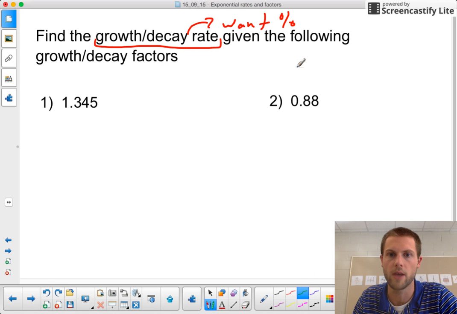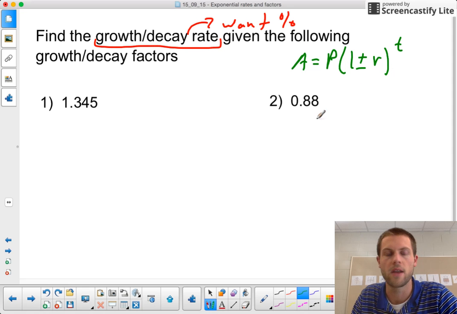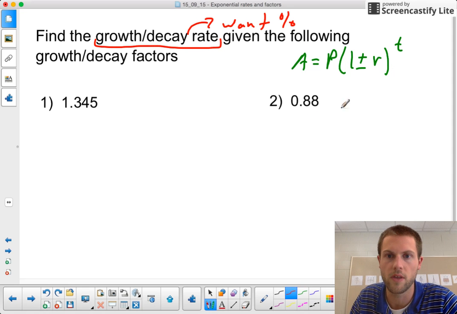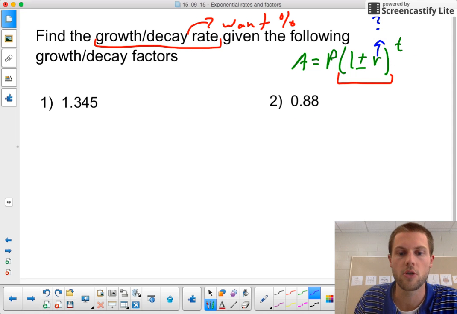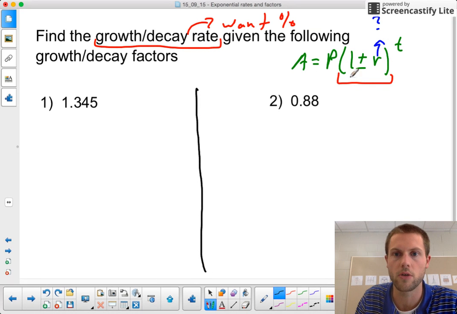And we're starting with the factor. And so as a reminder, the formula for growth and decay in exponentials looks like this. And in this scenario, we are starting with the entire factor, all of this, and we want to know what our growth rate or decay rate as a percentage is. So the process is very similar. We're just going the other direction. Rather than starting with R, we're going to start with the whole big picture.